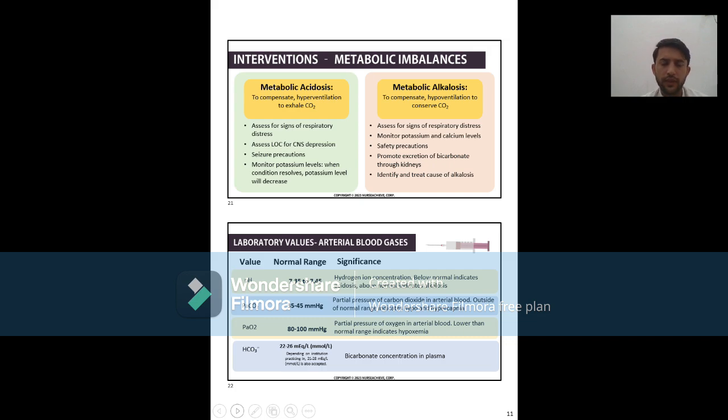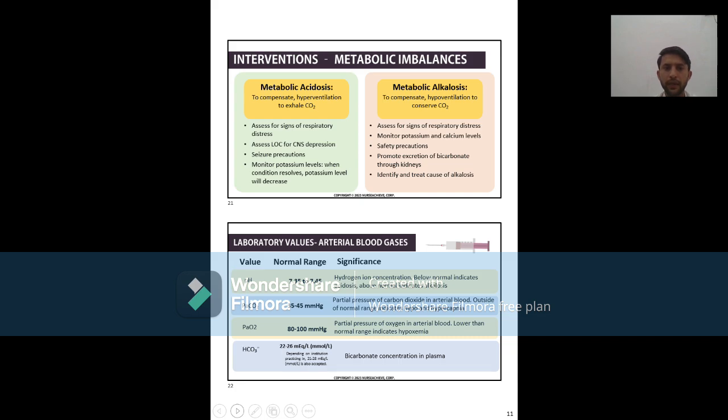PaCO2 normal range is 35 to 45 mmHg. Partial pressure of carbon dioxide in the ABGs outside of the normal range indicates hypocapnia or hypercapnia. The name indicates: hypo means decreased and hyper means high. Capnia means carbon dioxide. PaO2 normal range is 80 to 100 millimeters of mercury. Partial pressure of oxygen in the arterial blood lower than normal indicates hypoxemia.